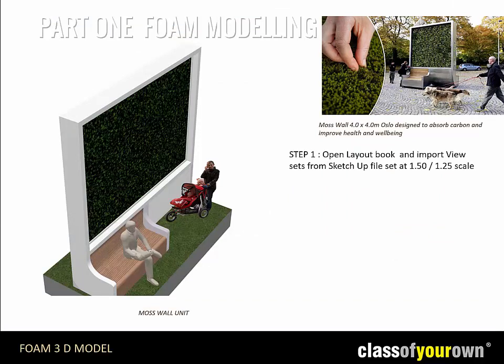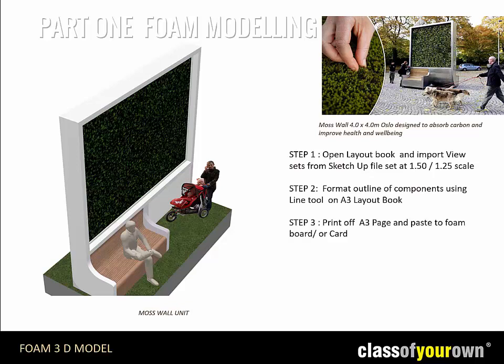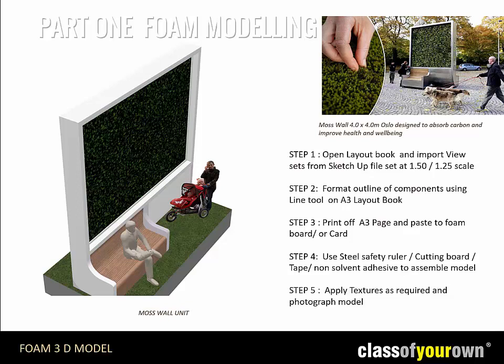So part 1 for modeling. In order to get the model into a format that we can use in our layout book, we can import the views from our SketchUp file. So we can set these to either 1 to 50 or 1 to 25 scale, depending on the size of the model that we wish to create. We can then lay them out onto an A3 layout book, and then we can print the pages, and we can use those pages to cut out our various components. And finally, we can finish off the model by applying textures.